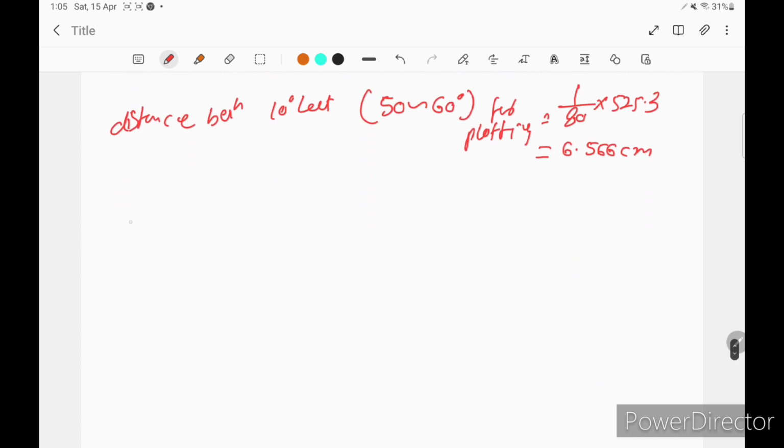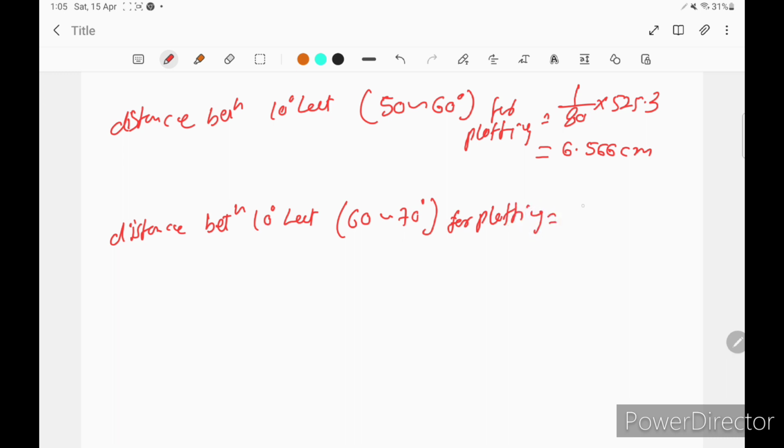Now between 60 and 70, the distance between 10 degrees latitude. We use the difference between 60 and 70 for plotting. So we put the value in the formula and we get 8.98 cm. The first part of the question is over.